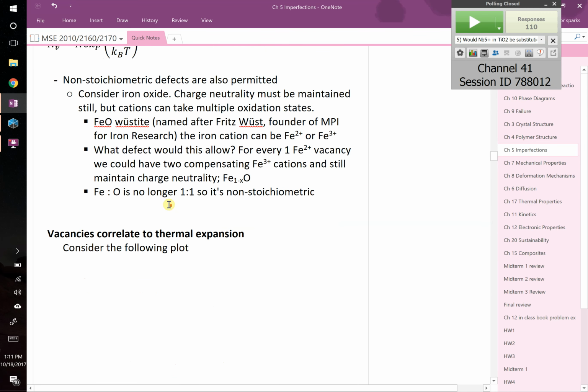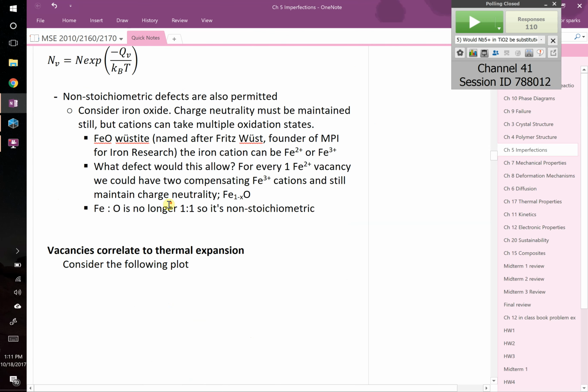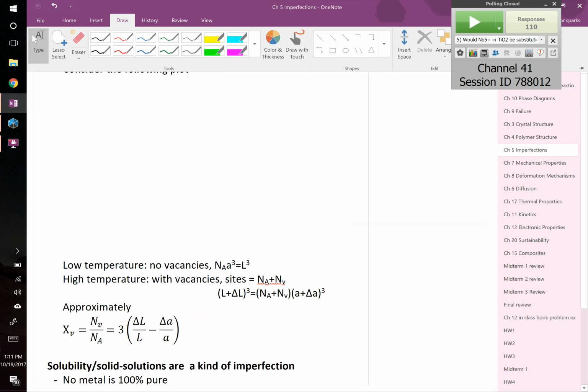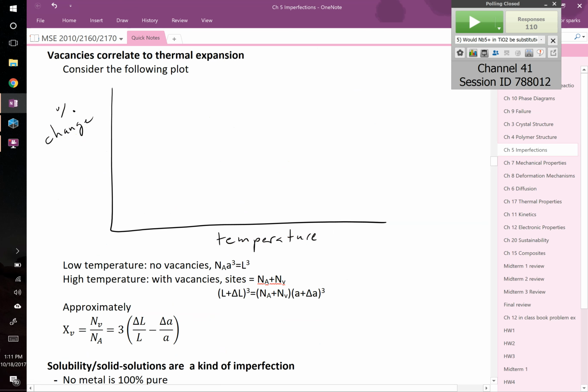We've already done that. Let me come back to that. You can get to a plot that looks like the following. Let's just draw this. Let's say you're plotting percent change versus temperature. Percent change in what? We're going to show 2 different things. Right now it's just generic percent change. I'll show you 2 different ones.